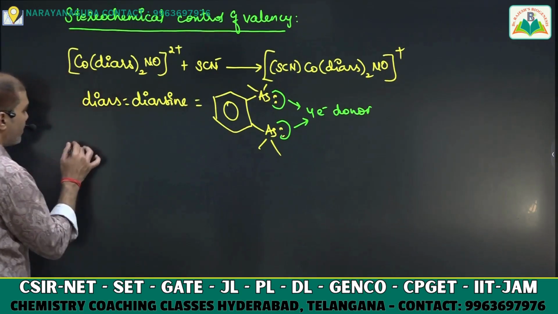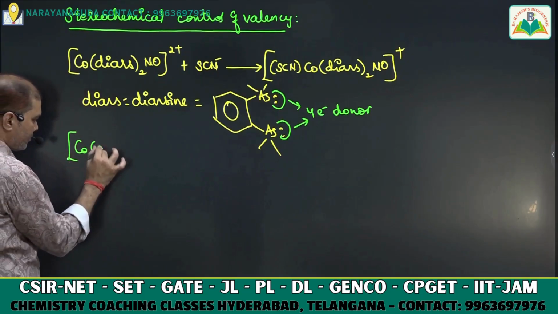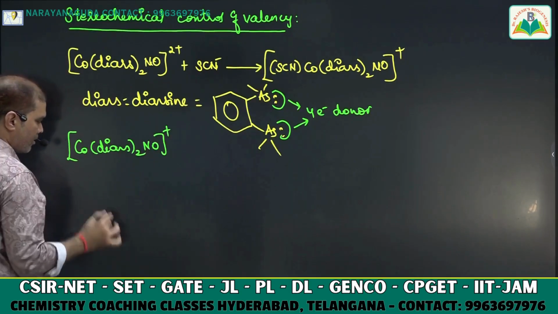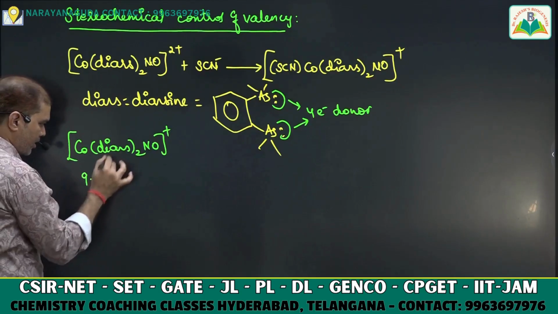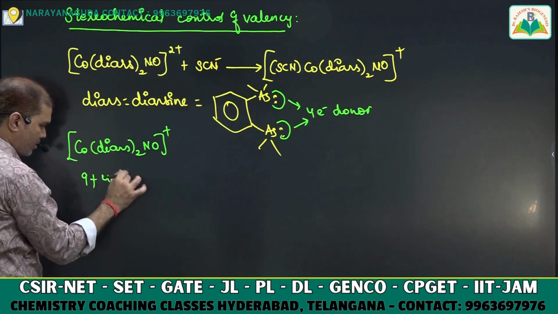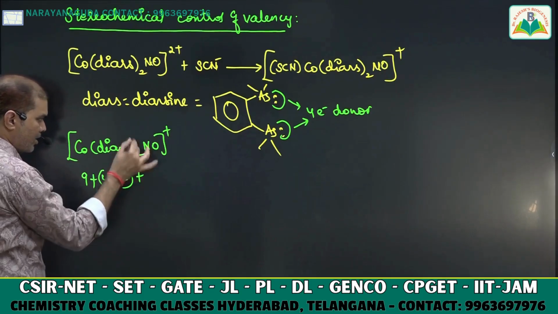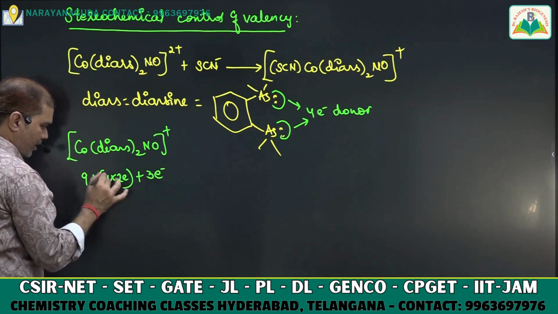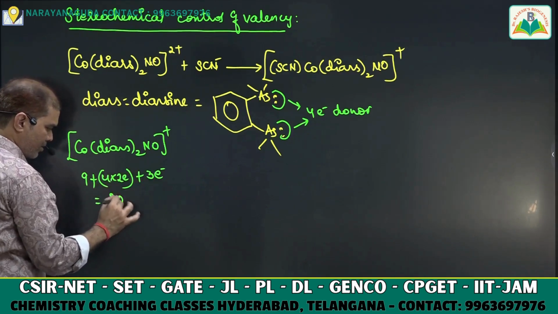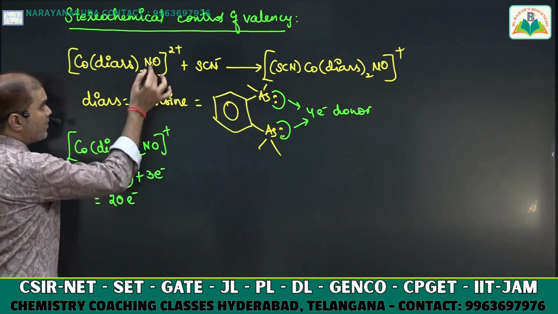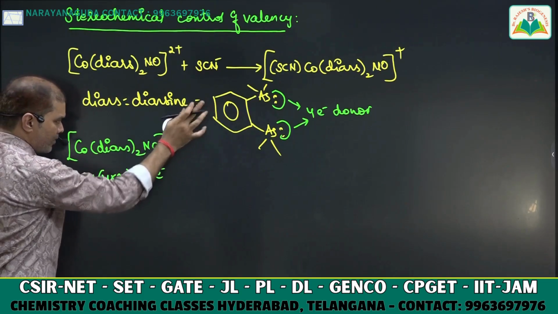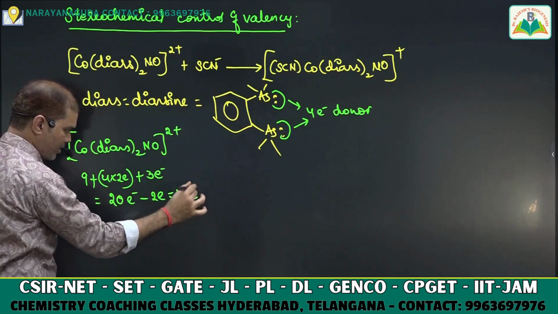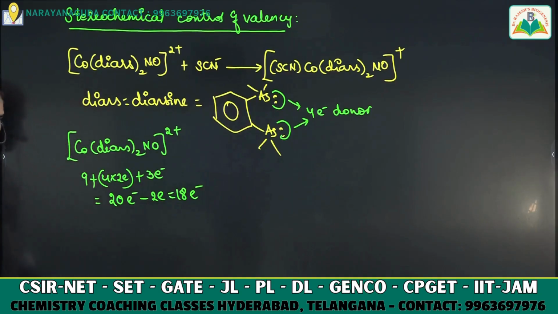When I come to the reactant, it is cobalt, diars taken twice, NO plus. Cobalt is taken as 9 electrons, each diars is 4, so 2 into 4 is 8 electrons, and nitrosyl is found to be linear in this case, so it is taken as a 3 electron count. 9 plus 8, 17 plus 3, 20 electrons. But there are 2 positive charges, so positive charges must be subtracted, and hence we have an 18 electron system. So the reactant here is an 18 electron system.